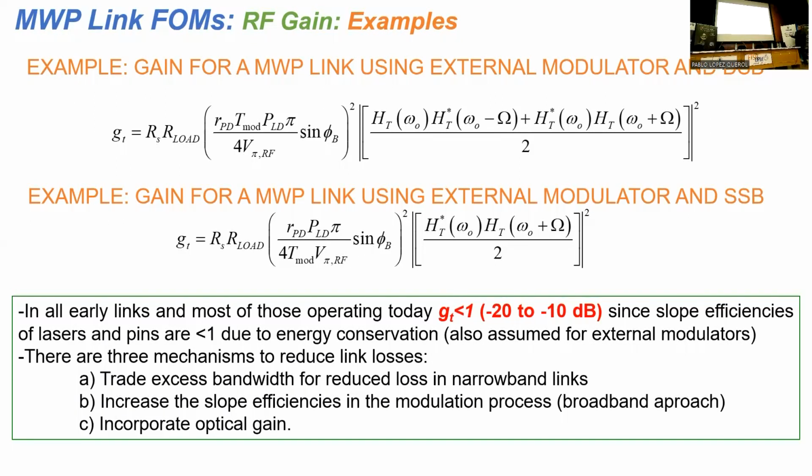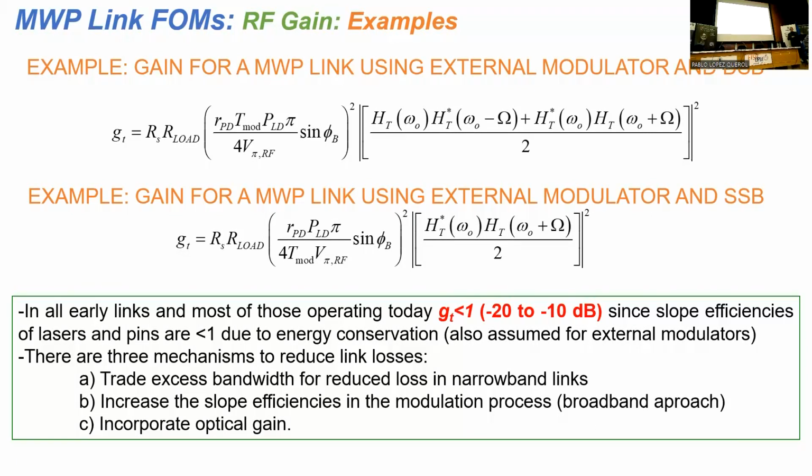This is the responsivity of the photodiode, and this is what we call the VPI voltage of the modulator. As you may understand, for having high gains, we want this to be as small as possible and this as high as possible. But the other things are parameters from the electric circuits. Important is that in practical links, usually the gain is below 1.